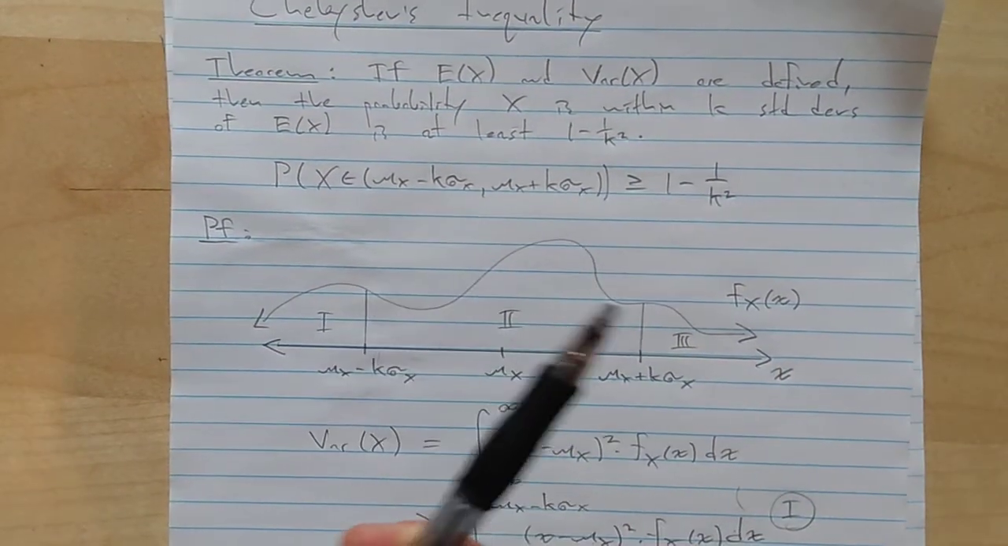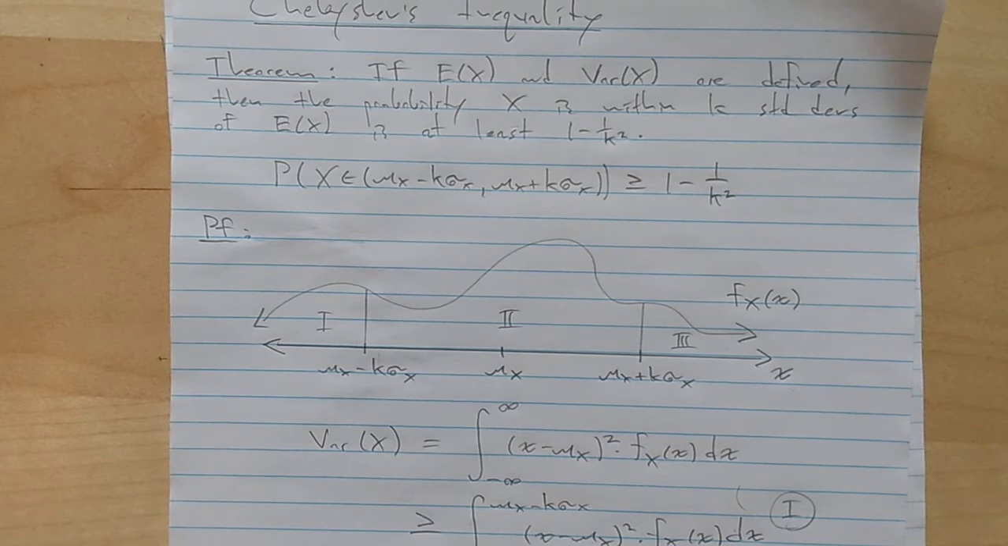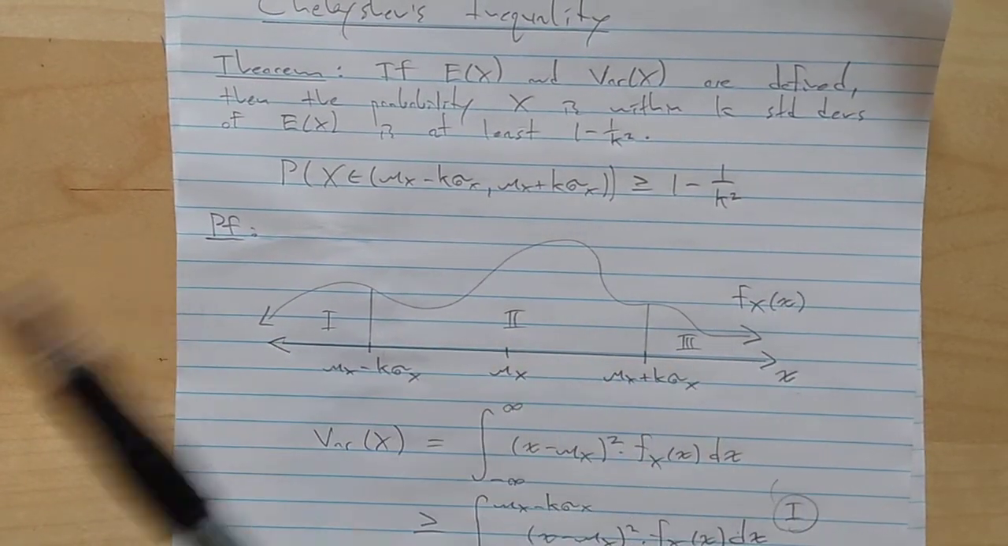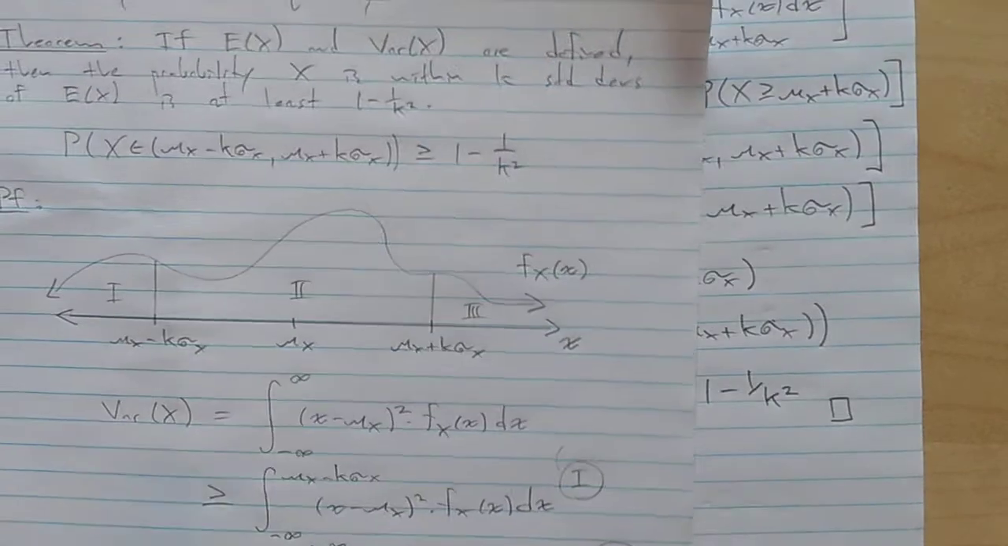So suppose you have a random variable, all you know is the mean and standard deviation. What can you say about it? Chebyshev's inequality gives you something you can say with absolute certainty.